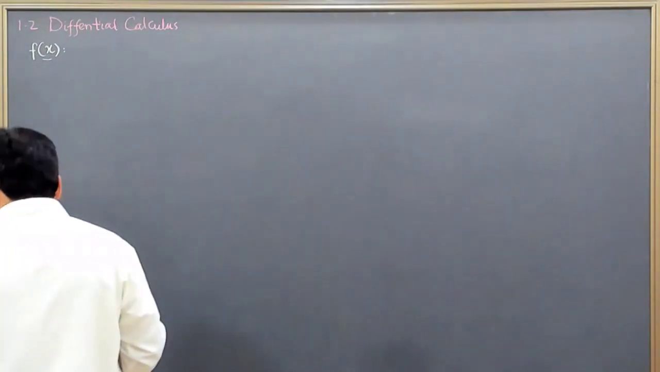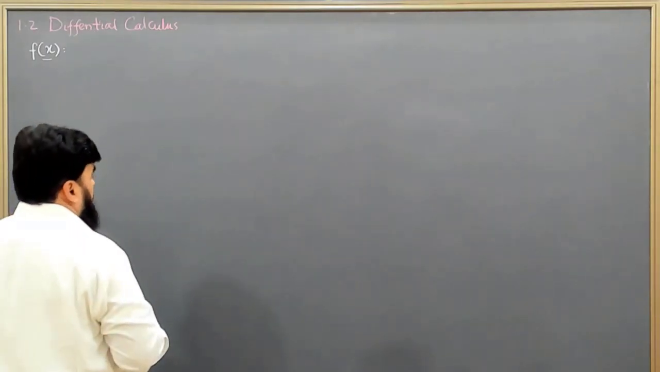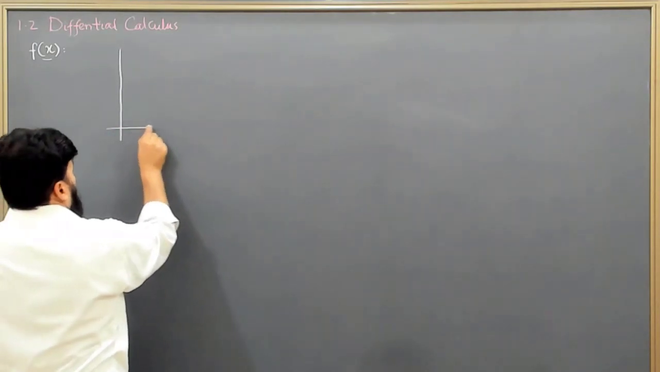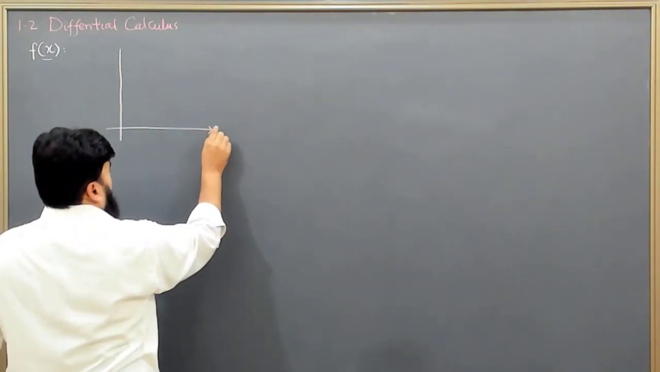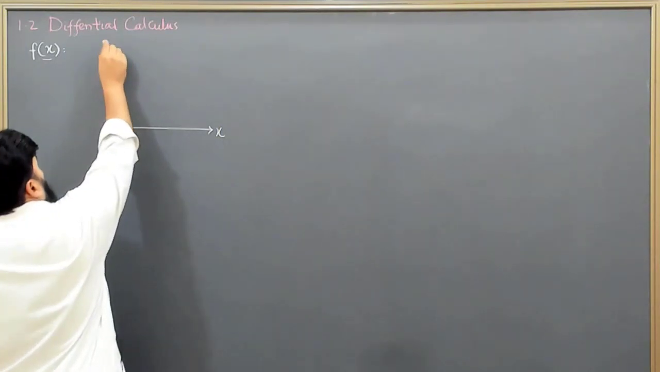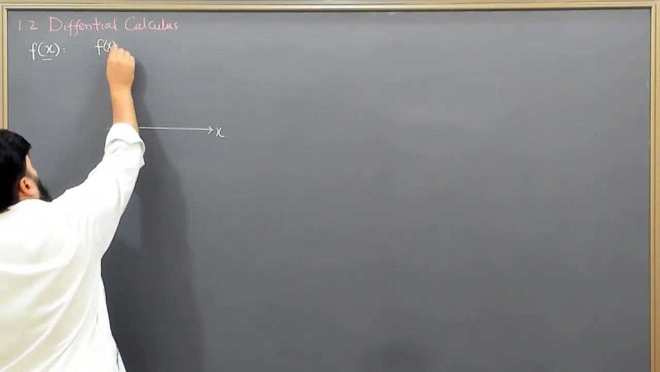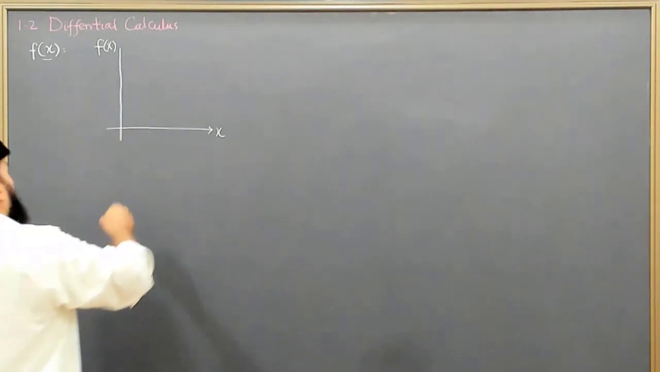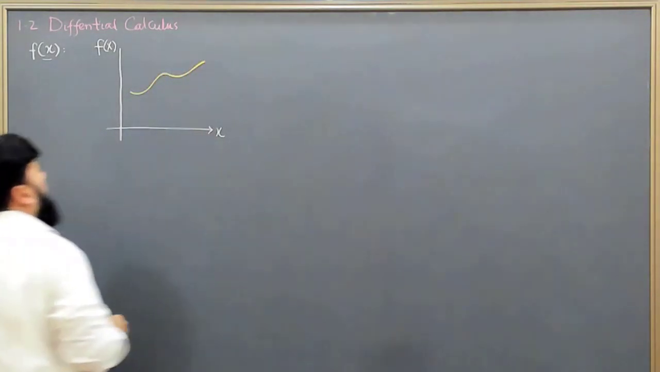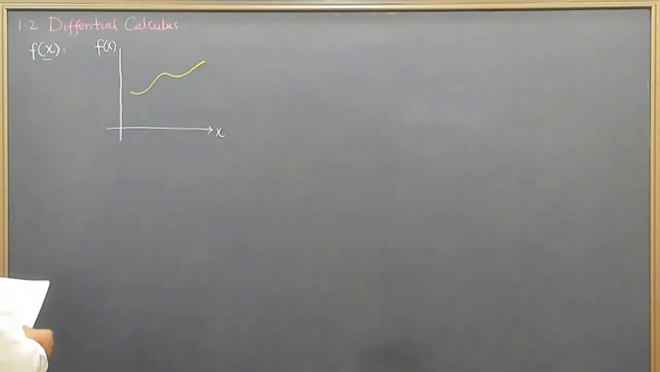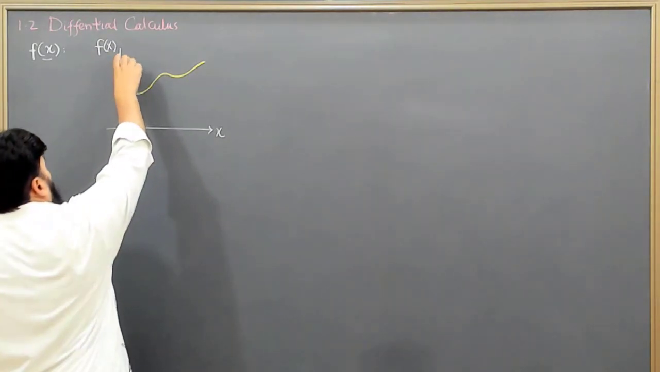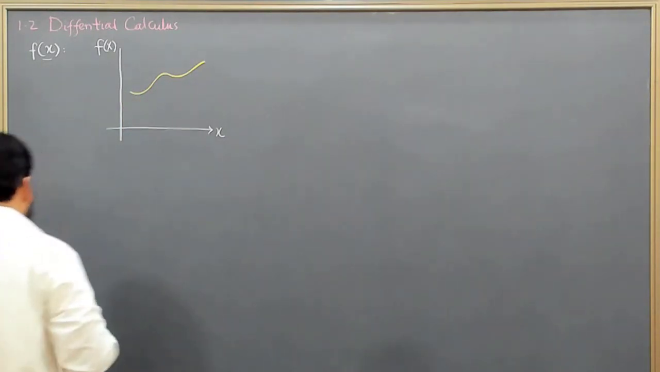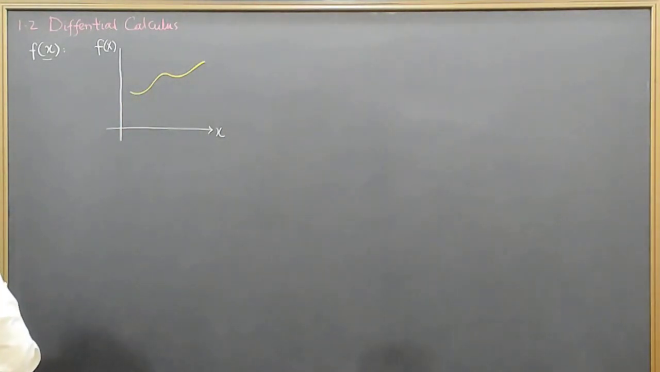Let's say we have our coordinates. First, let's understand this one. This is our x-axis and our function is along this axis, the y-axis. Now let's say we have a function like this. So this is the function, and this is actually f of x along this axis and x along this, and this is the behavior of the function.